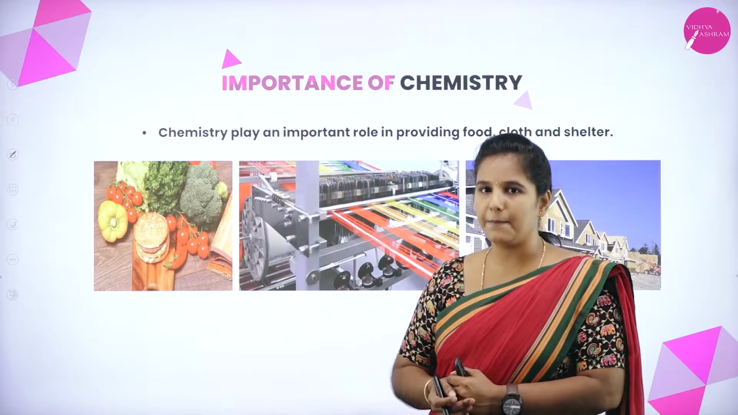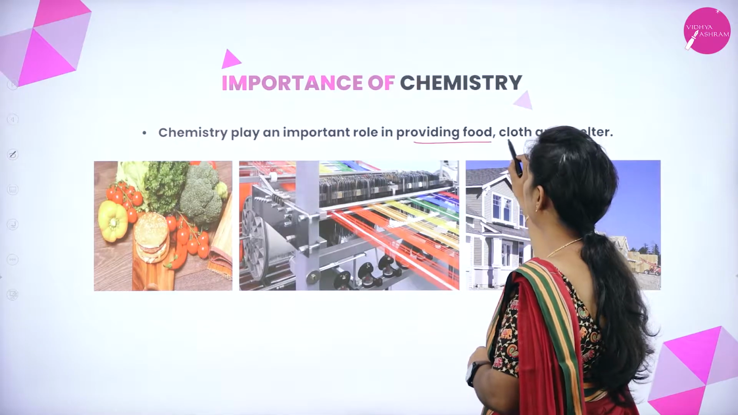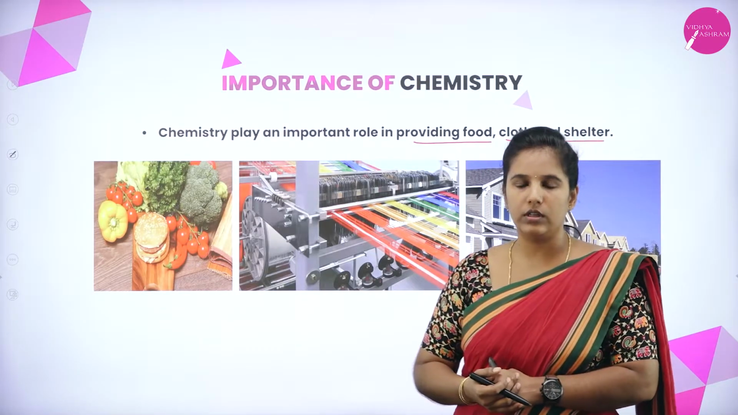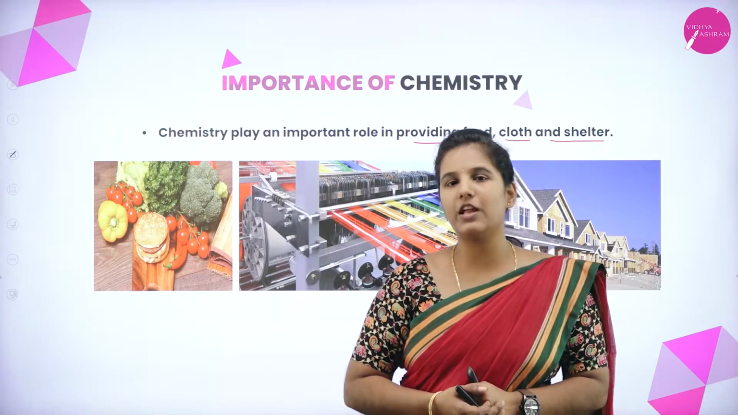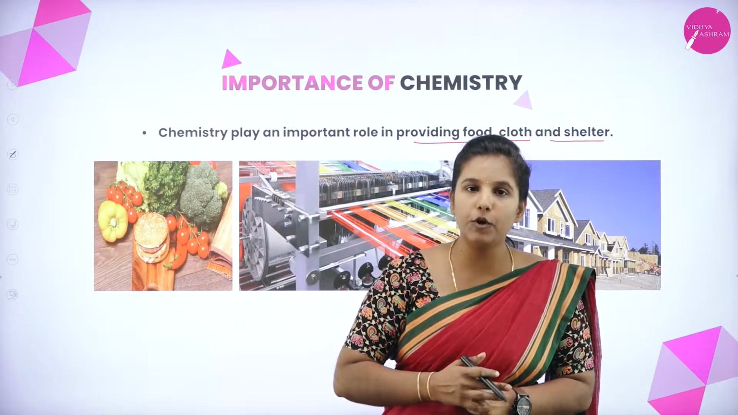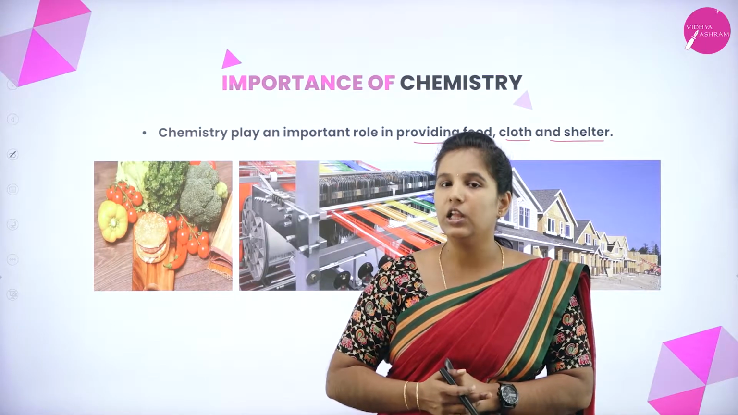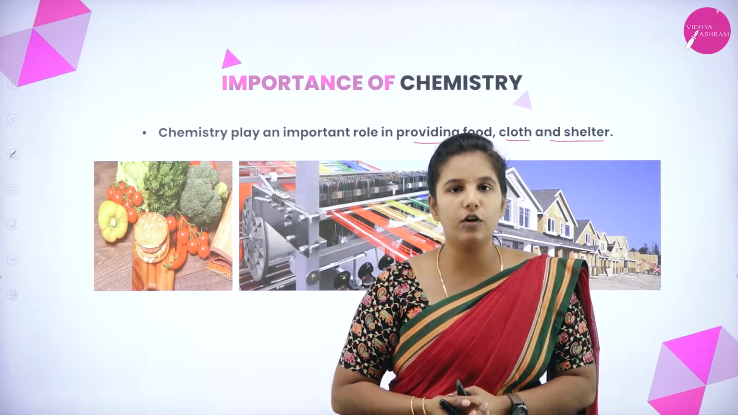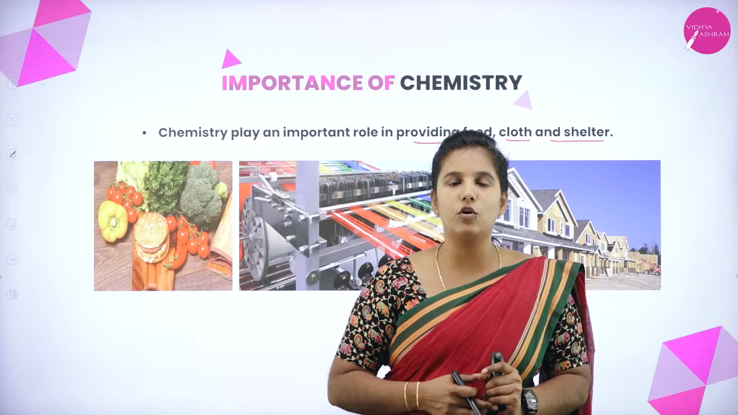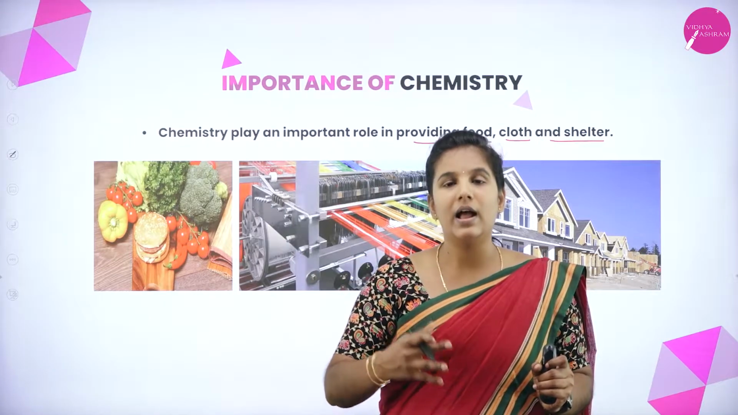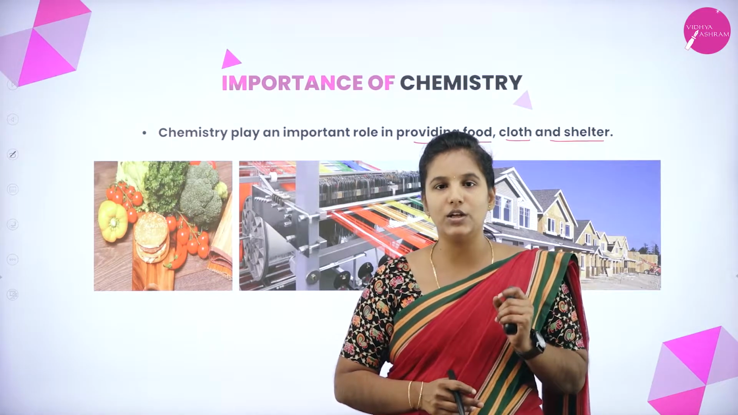The first and foremost application is that chemistry plays a very important role in providing food, shelter and clothes, which means chemistry is the central branch of science that helps us to improve crop production. In order to overcome overpopulation, the demand for food is also very high. That is why chemistry plays a very important role in increasing food production and also the quality of the food.